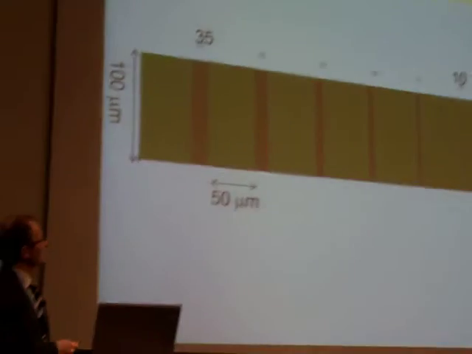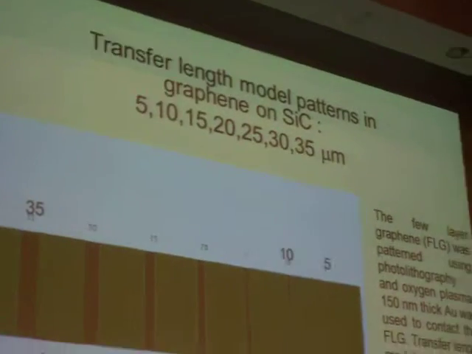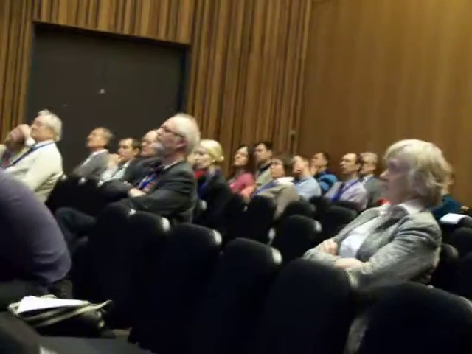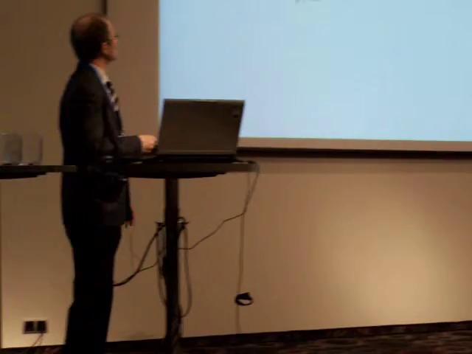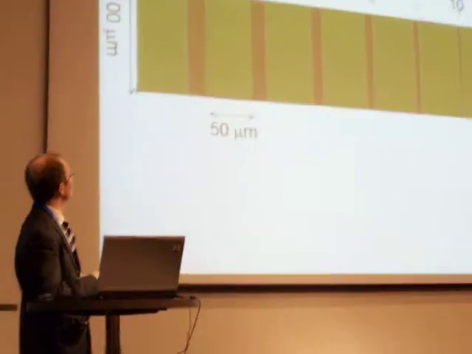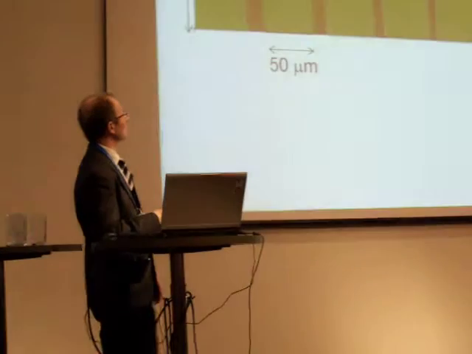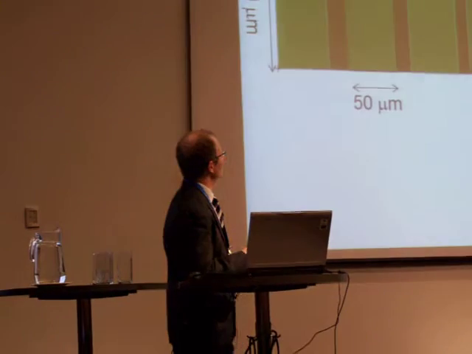A few layer graphene was patterned using microlithography and oxygen plasma. A 150 nanometer thick gold was deposited to contact the graphene layer, and the length model structures ranging from 5 to 35 microns were defined to measure the contact resistance between metal and graphene layer.